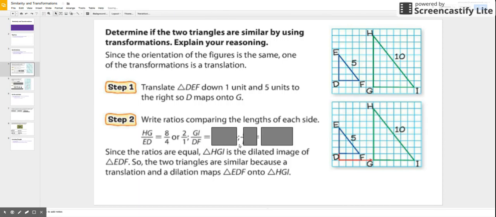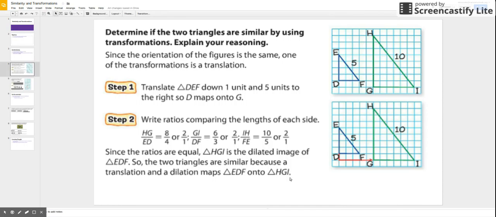Let's compare the lengths of GI to DF. GI is 1, 2, 3, 4, 5, 6. So it's 6 over 1, 2, 3. 6 over 3, which is 2 to 1. And let's see IH over FE. So we're comparing IH, which is 10, over FE, which is 5, which is also 2 over 1. So since the ratios are equal, triangle HGI is a dilated image of triangle EDF. So the two triangles are similar because a translation and a dilation maps EDF onto triangle HGI.